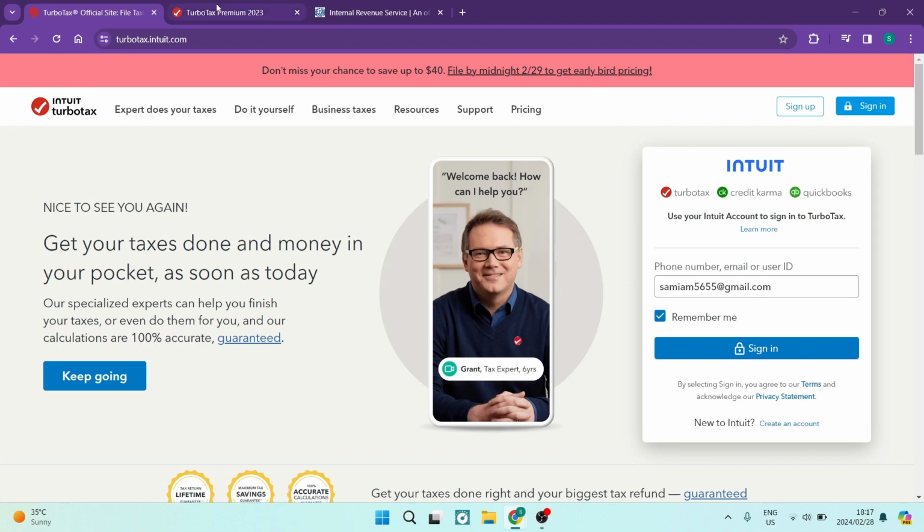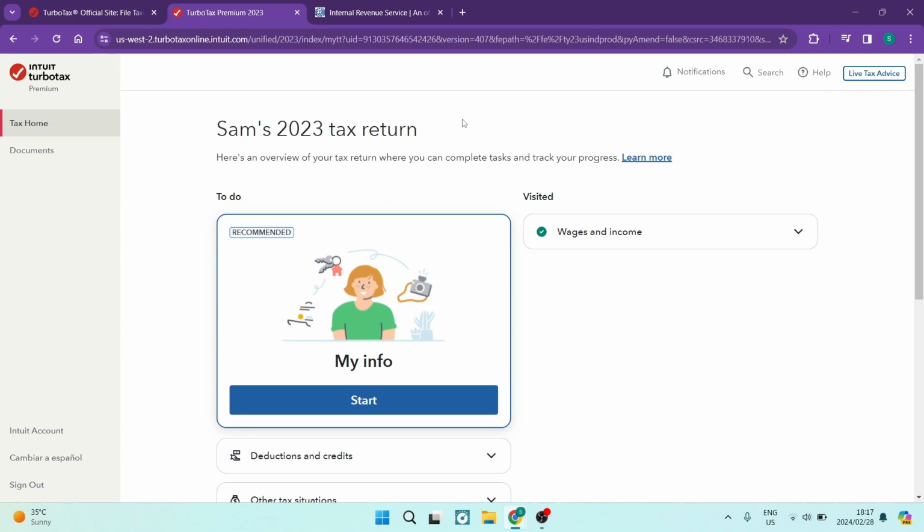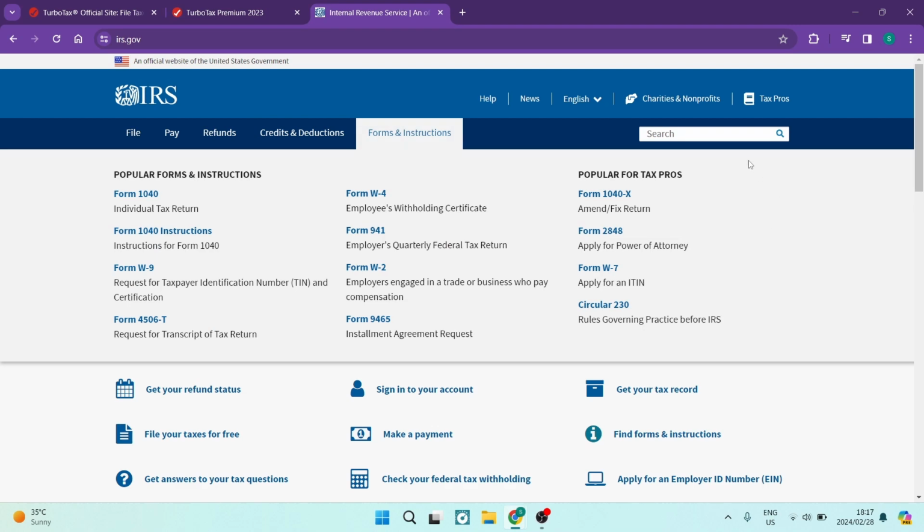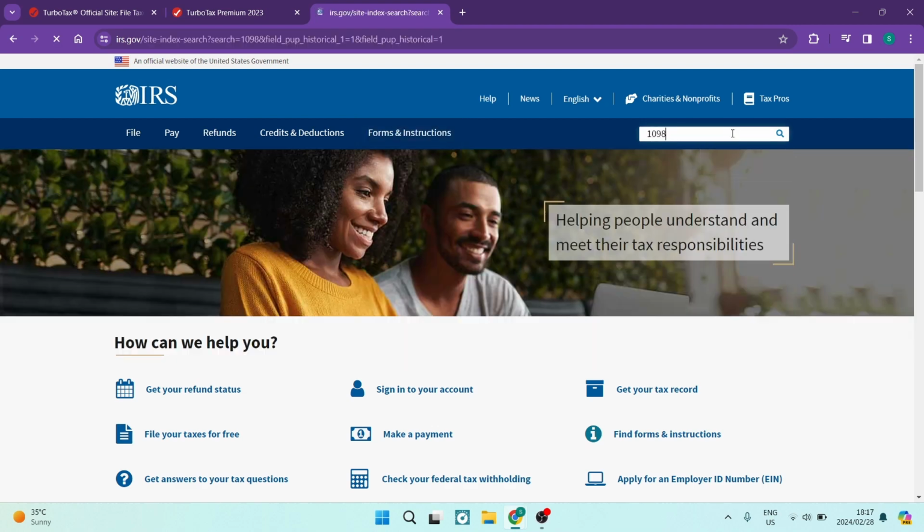You can actually jump in if you have an account with TurboTax and go up to the top right hand side over here and tap on search, and you'll be able to find a 1098 form here once you just search that query. Alternatively, we can jump into the IRS and we can look for the 1098 form here as well.